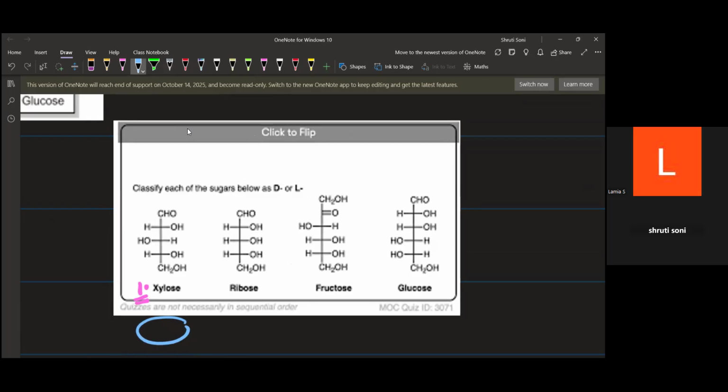Ribose is L, right? Is it ribose? Actually, no. Wait. Hold on. OH on which direction? Is it L? What is it? Wait. Sorry. Ribose. Oh, wait. All of them are OH.